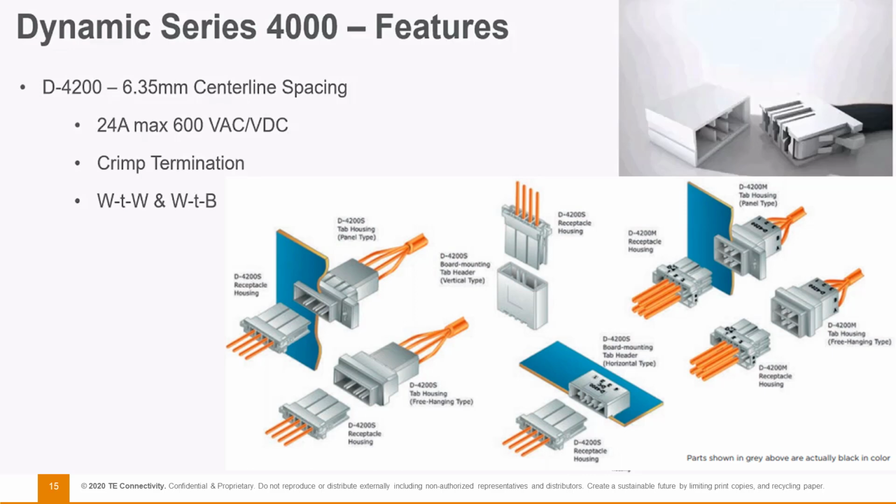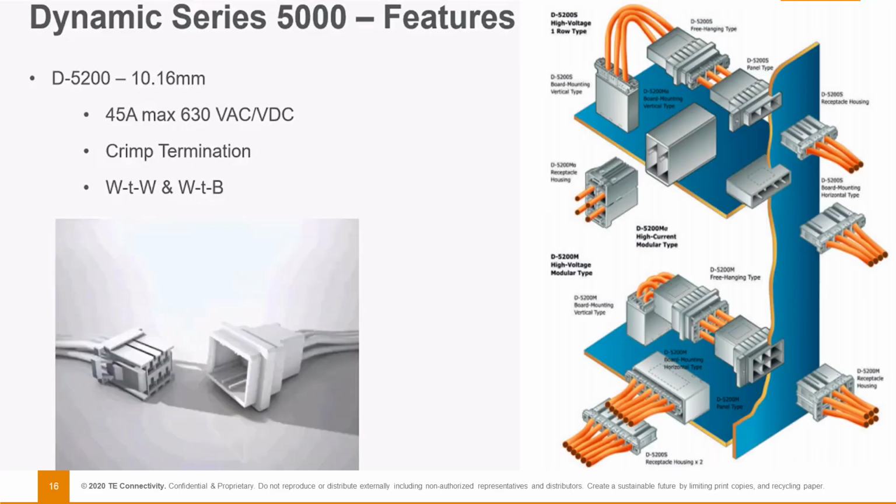With a pitch of 6.35 mm, and accommodating wire sizes from 16 to 12 AWG, it boasts a substantial current capacity of 24 amperes. This makes the D4000 series a standout choice for applications where space optimization is crucial. Now, let's move on to the Dynamic Series 5000, recognized as the main power series offering plenty of options.